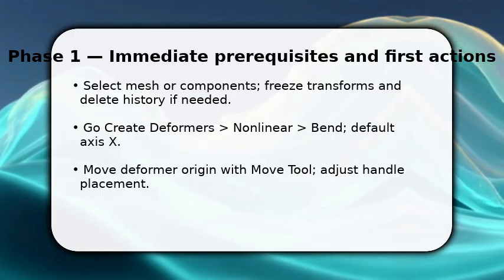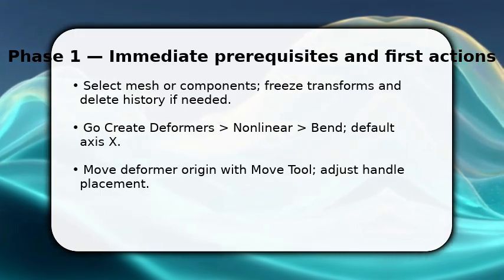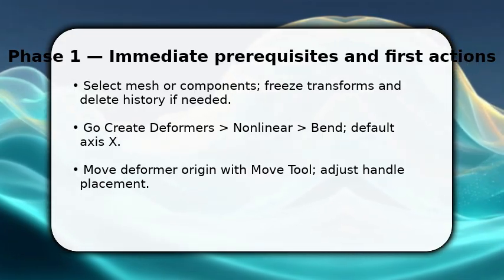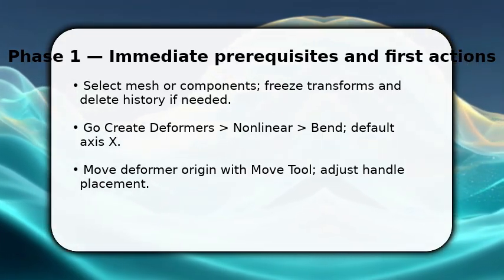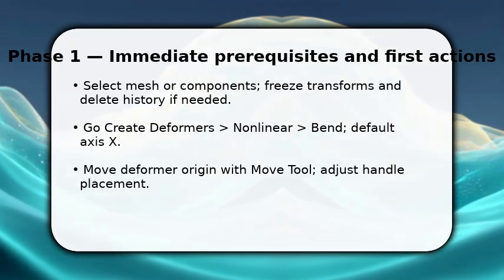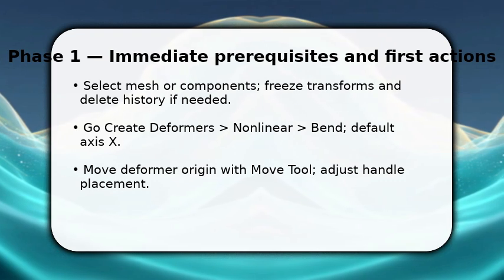Once created, immediately move the deformer handle and origin using the Move tool so the bend axis crosses the area you intend to deform. This determines the pivot and fall-off direction. This first placement saves time and prevents needing complex edits later.